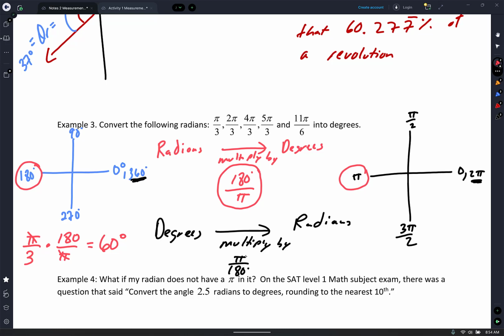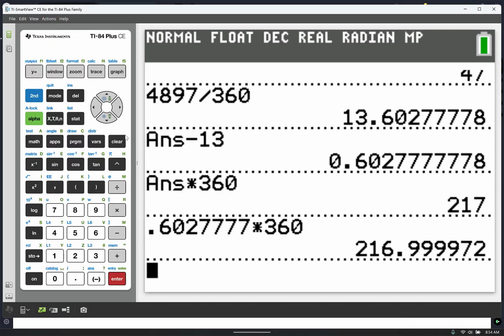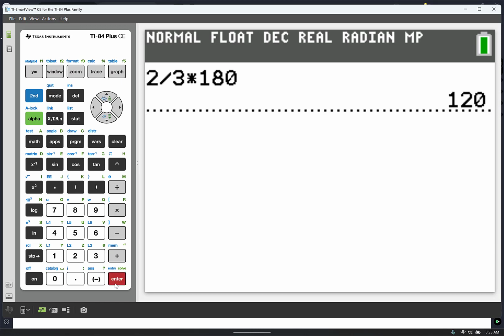How do we feel? Let's do the next one. The 2 pi over 3. 2 pi over 3 times 180 over pi. The pi's cancel out. So 2/3 of 180. I want to say that's 120. Can you guys check? Here, I'll check. 2/3, because the pi's cancel out, times 180. And yeah, 120.